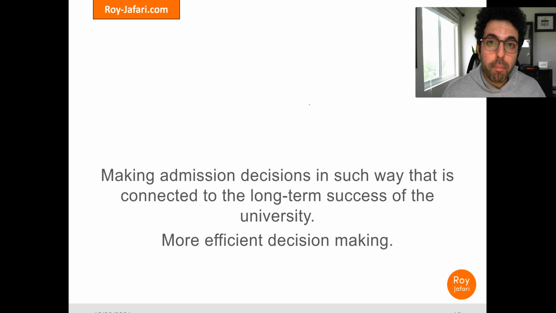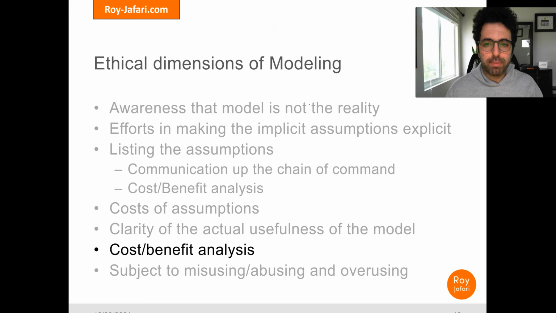So this will create a more long-term sustainable success for the institution. Also, it can make the admission decisions much more efficient. The efficiency we mean here is we are going to spend fewer resources, such as admission office personnel's resources, or the resources of going through these applications from the department. So all of those can be reduced, and so we will have a more efficient decision-making process. So these are the benefits.